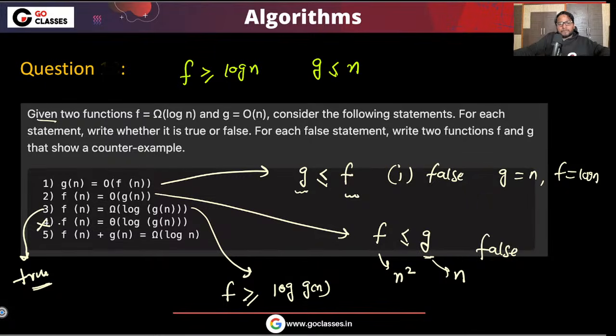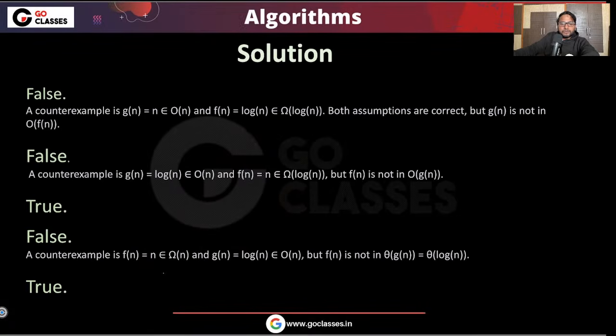What about this? F plus g equal to big omega, which means they are greater than or equal to log n. If f itself is greater than or equal to log n, then definitely you can add anything here, and it will be greater than or equal to log n only, right? So that's why this is also true. So 3 and 5 are the true answers. And the counter examples I have written here, you can see.